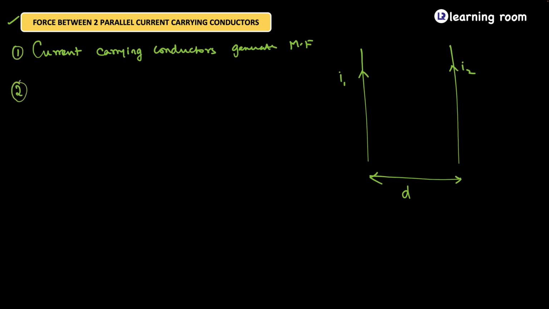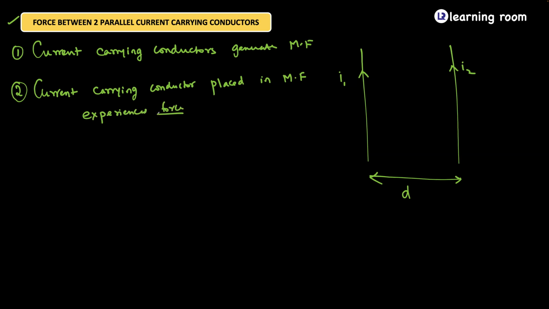The second part is current carrying conductor placed in magnetic field experiences force. You know this? So what is the force experienced by it? It is going to be BIL sin theta, where theta is going to be the angle between magnetic field and the L vector. I into L cross B.